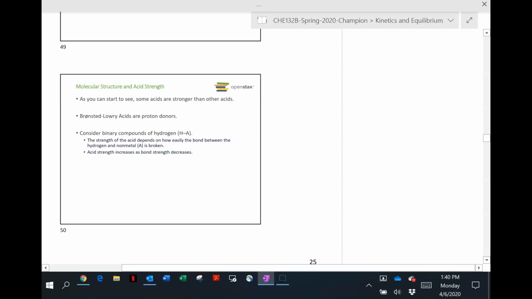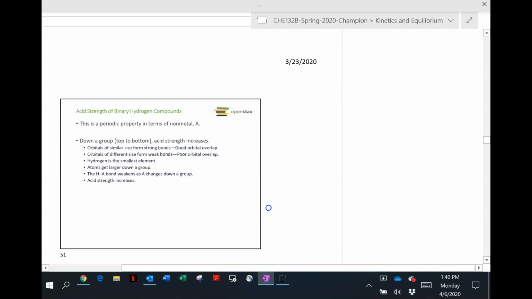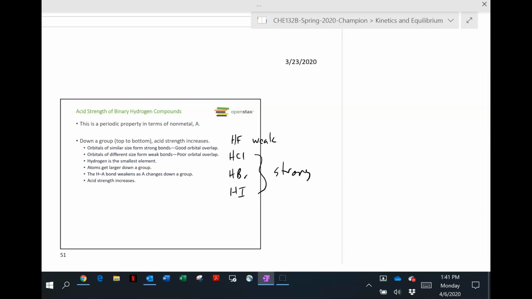We look at things like the bond between the hydrogen, that's the acidic hydrogen, and the nonmetal A in this case, and the weaker that bond is, the more acidic that compound's going to be. And so we can look at some periodic trends here. If you go down a group top to bottom, acid strength increases because at the top of the group the orbital sizes are closer in size. So if I'm looking at HF, that's a weak acid. HCl, HBr, HI are all strong acids. A big part of that reason is that H is closer in size to the fluorine atom, so that bond is stronger.